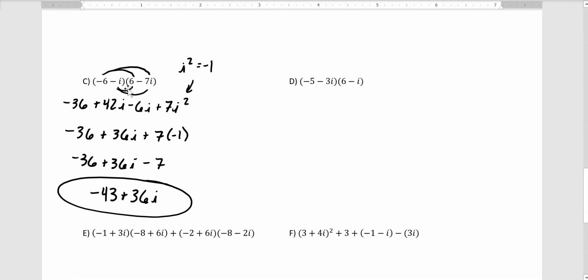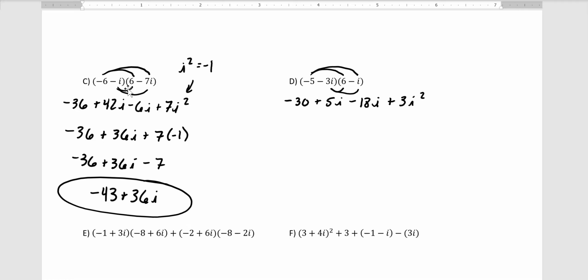Let's try another like this. So if I'm multiplying two binomials, negative 5 times 6 would be negative 30. Negative 5 times negative i would become positive 5i. Negative 3i times 6 would be negative 18i. Negative 3i times negative i would be positive 3i squared.